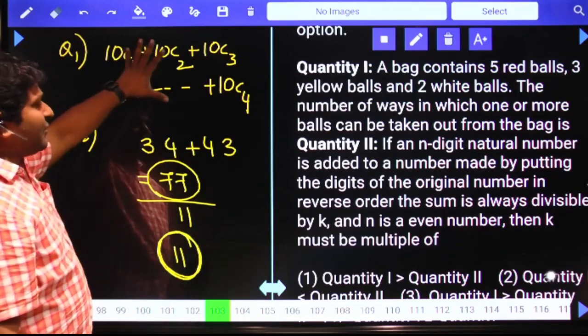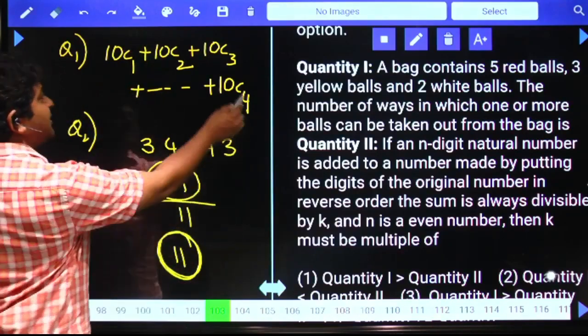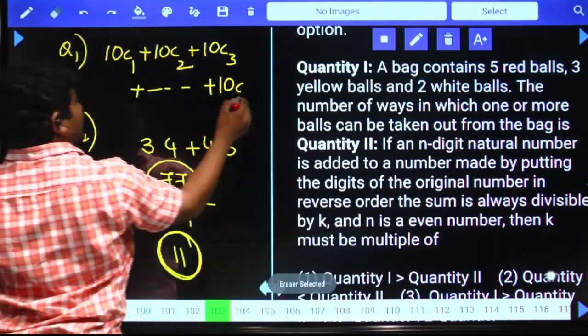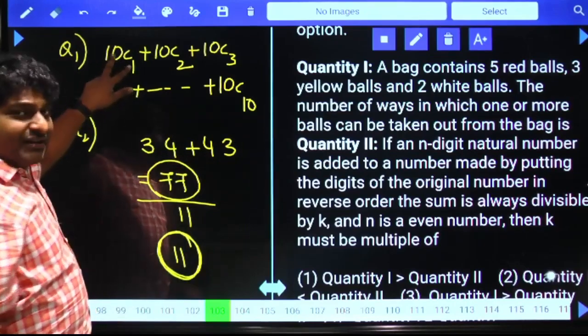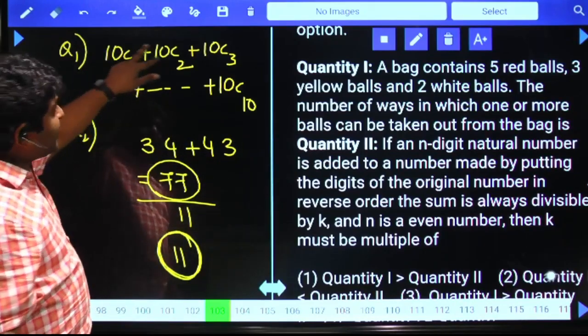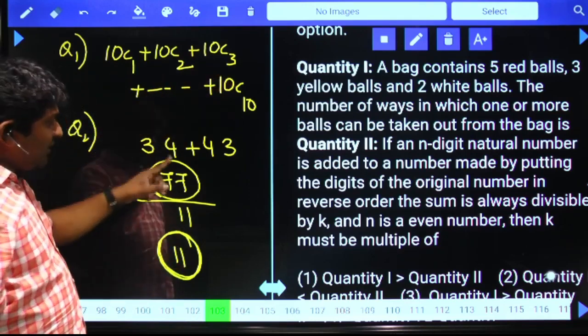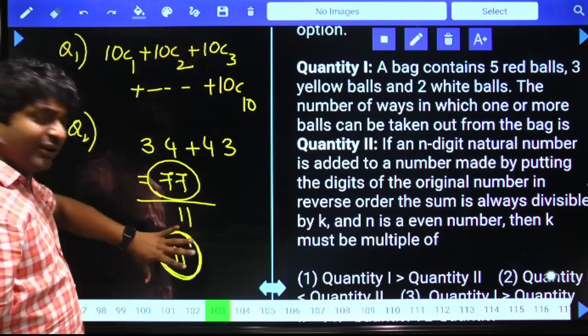Now, Q1 is equal to this much and Q2 is equal to 11. You just need to compare which is more. It's not 10C4 here, it's 10C10. Sorry. Now, 10C1 in the sense 10, and apart from that you have much more to add here. But here it is 11 only. So without actually calculating this, we can definitely answer Q1 is more than Q2.